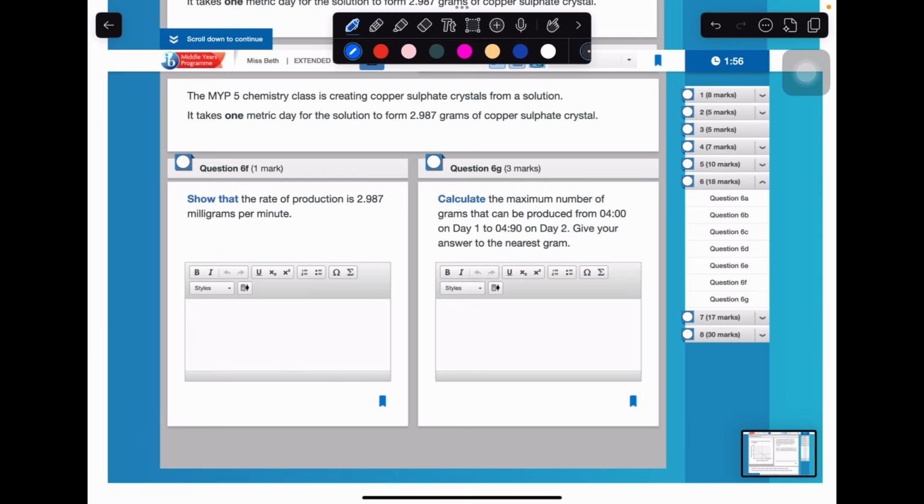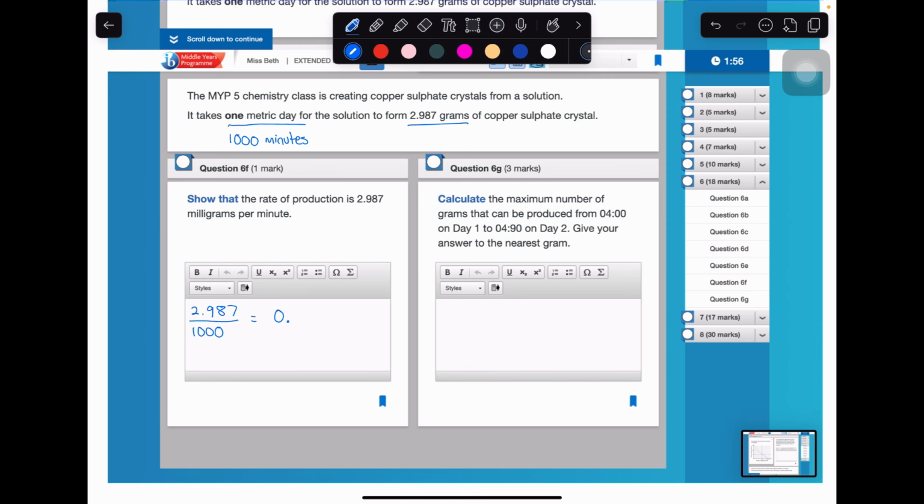For question 6F, we need to show that the rate of production is 2.987 milligrams per minute. We've been told that it takes 1 metric day for the solution to form 2.987 grams. In 1 metric day, there is 1,000 metric minutes. So the first thing I'm going to do is divide by 1,000. 2.987 over 1,000 is going to give me the rate per minute.